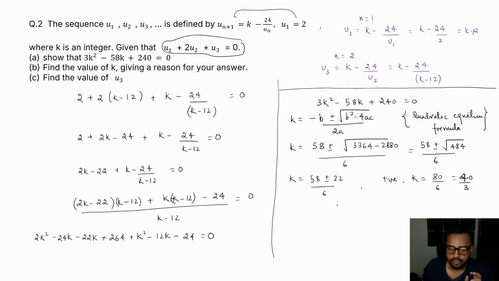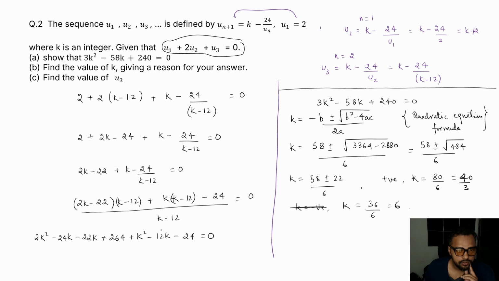Okay, and if we are taking k as negative, the term means the operation here as negative, not k, the operation here as negative. So we'll be getting the value of k equals to 58 negative of 22, that will be equals to 36 upon 6, that will be equal to 6.